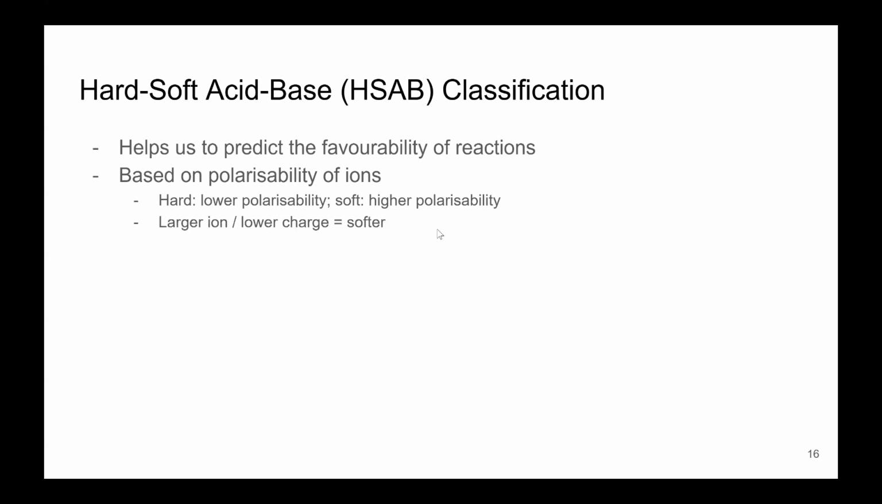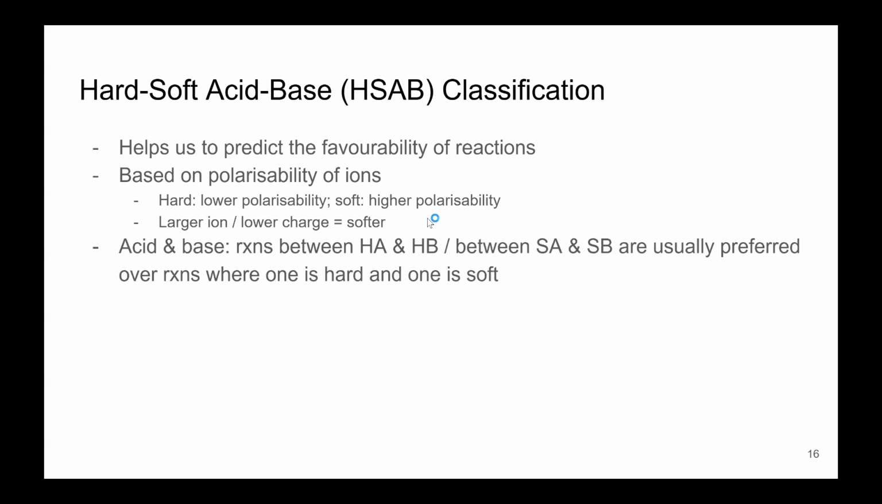So a larger ion with a lower charge will correspond to a softer or more polarizable kind of ion, because your electron cloud is larger, and it's more likely to be polarized, like it's more likely to be distorted and pulled by other ions, so that's softer. So for acid and base reactions, those between hard acid and hard base, or between soft acid and soft base, are usually preferred over reactions where one is hard and one is soft.